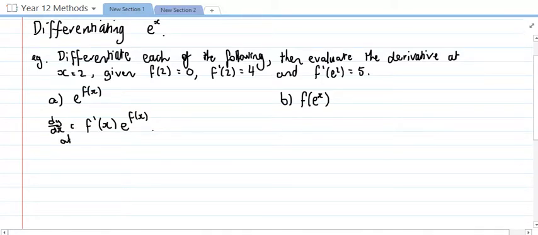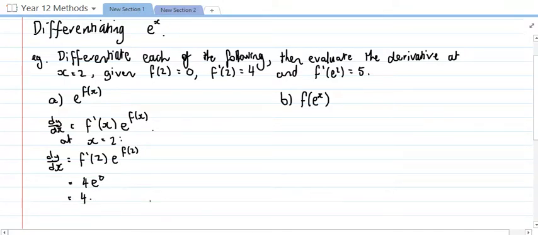So at x equals 2, we're going to have dy dx equals f dash 2 e to the f of 2. And we have this information in our question. So f dash 2 was 4, and f of 2 was 0. So 4e to the 0 just means 4 times 1, which is 4.